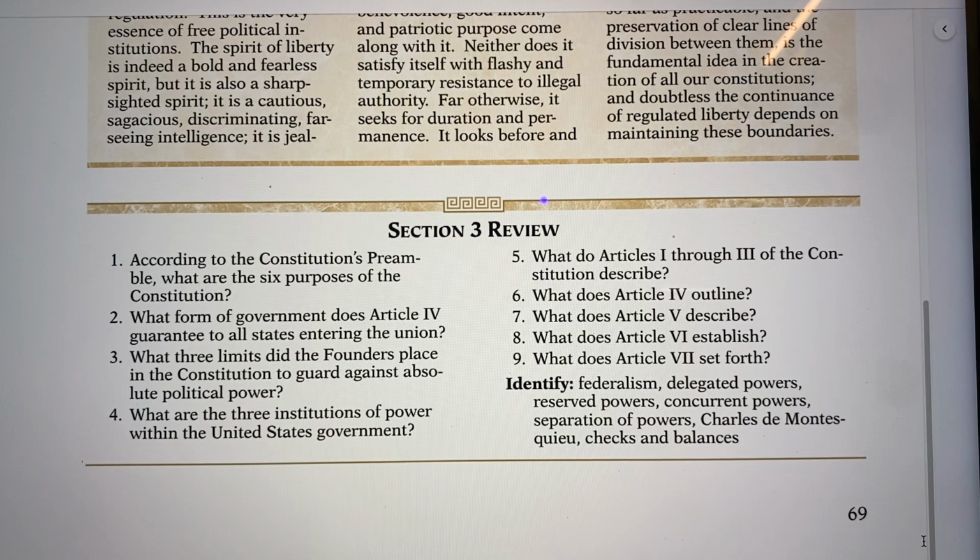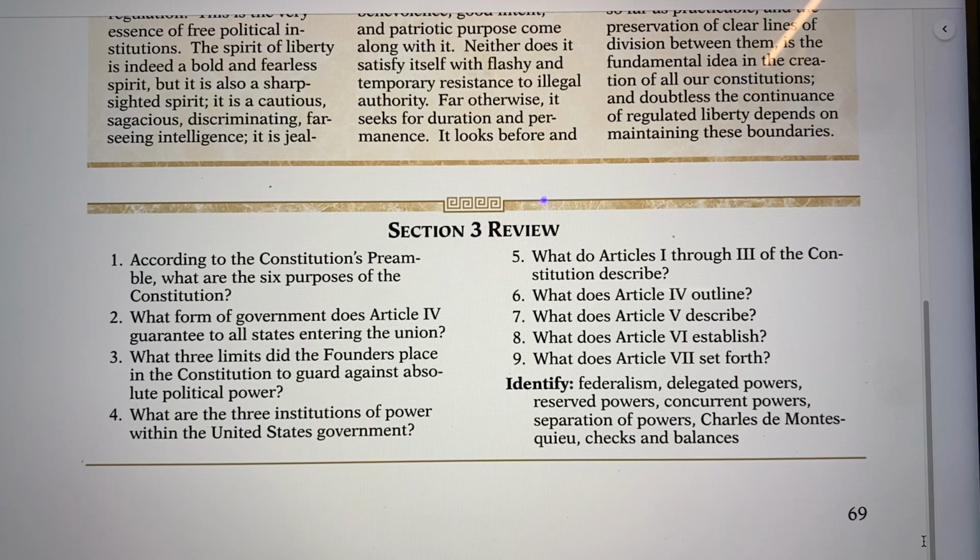So number 5. Now we're talking about articles. What do Articles 1 through 3 of the Constitution describe? We went over that in this video. Basically, they describe the executive, legislative, and judicial branches and how their members are chosen, how long they serve, and their qualifications, all in these articles. So those are Articles 1 through 3: executive, legislative, and judicial branches.